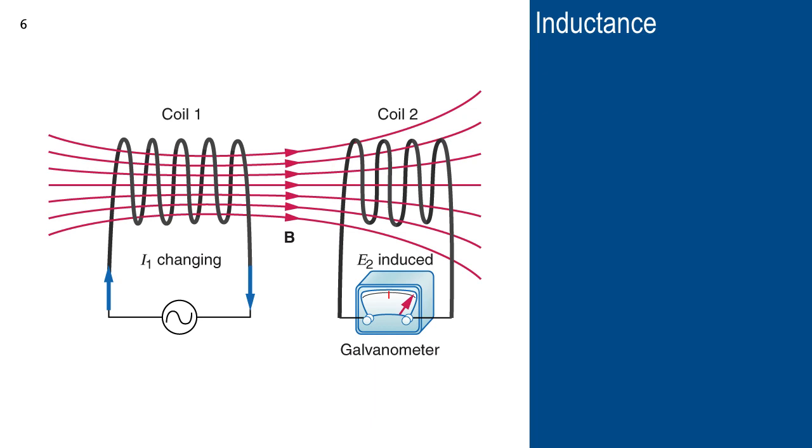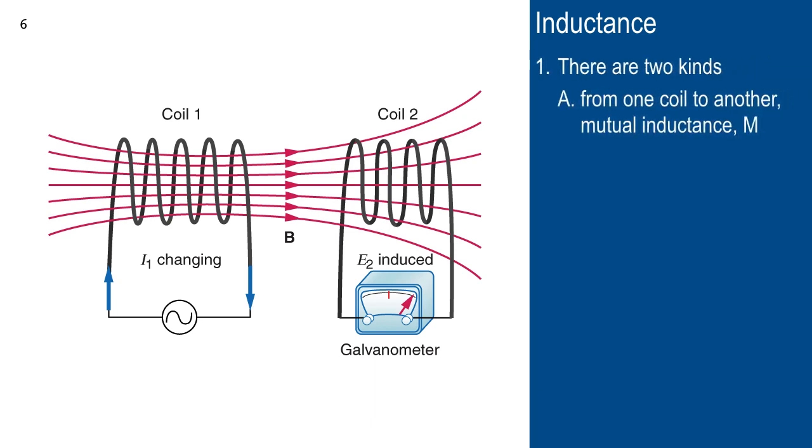Now, coil 2 and coil 1 might be really efficient for inducing current in coil 2. All right, and that efficiency, that property of the circuit where it really is effective at producing more electromagnetic current, is called inductance. And there are 2 kinds of inductance. What we've got here in this diagram, from one coil to another, is called mutual inductance, M.